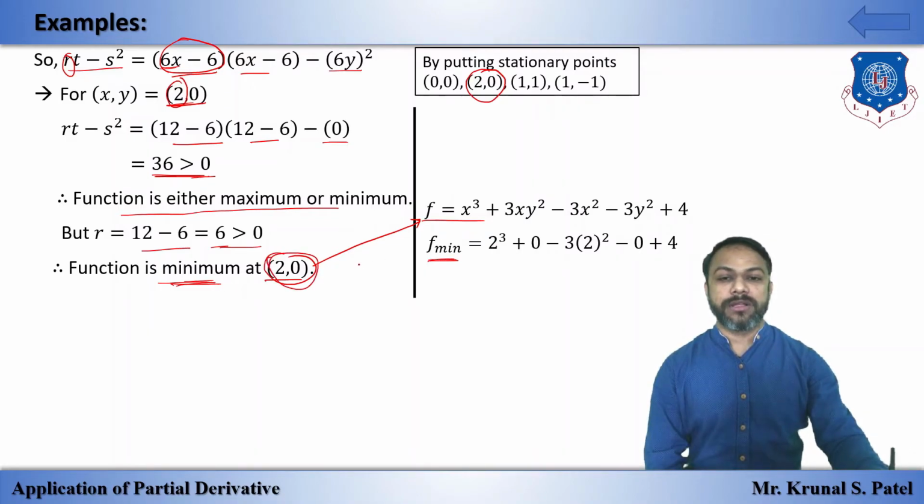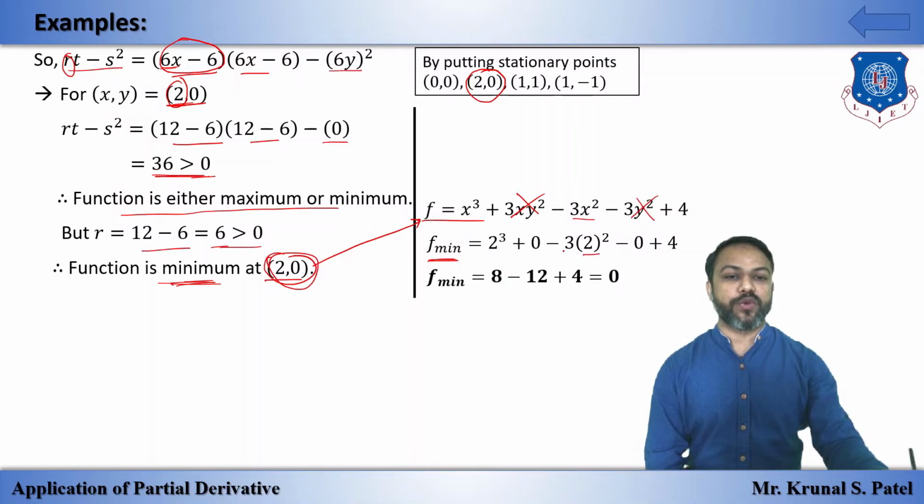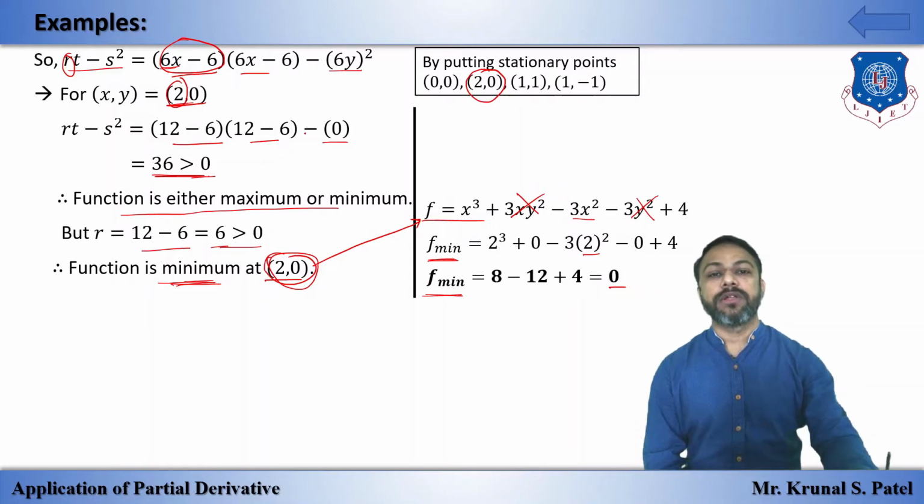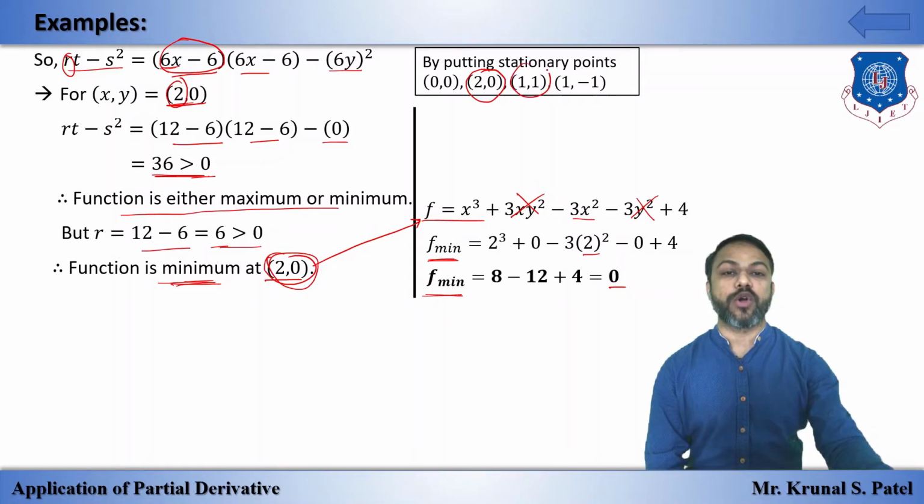So 2 cube is 8, y is 0 so this term is 0, this 2 square term is 0, and 4 as it is. So 8, minus 4 threes are 12, plus 4, we have 0. This is the minimum value of the function. Now we have the third point, 1 comma 1.